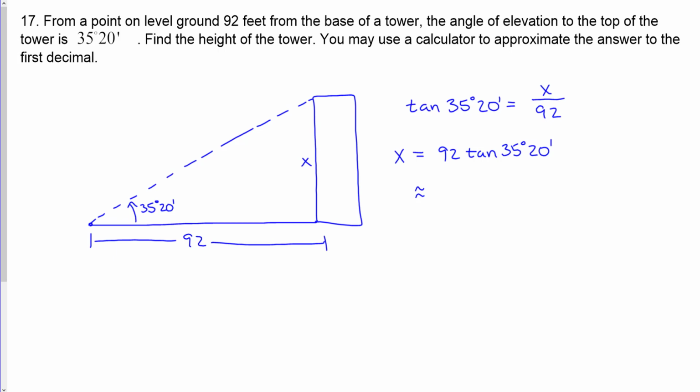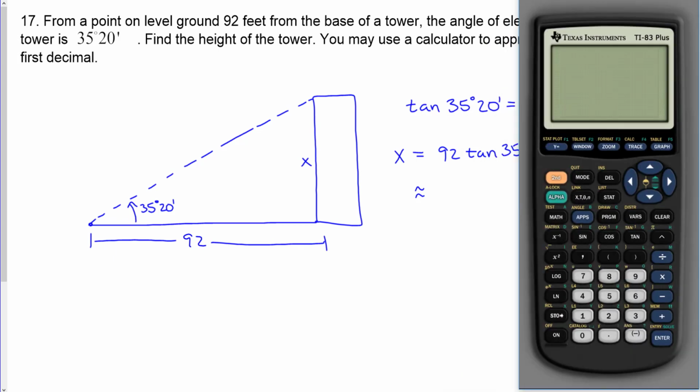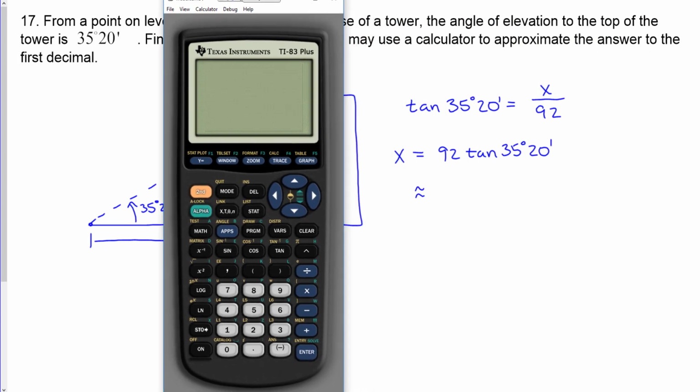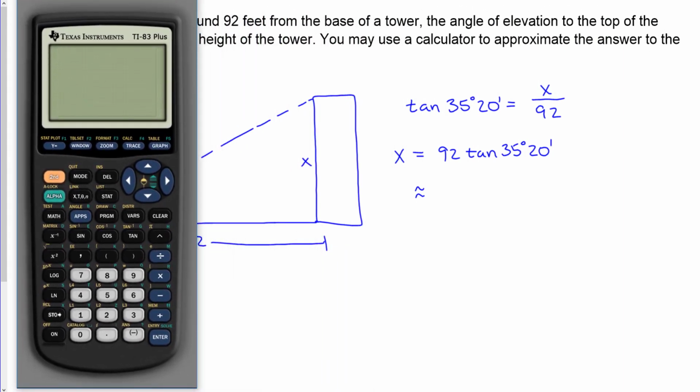And if I put that into the calculator, I can get an approximation. Let me just bring it over this way. All right, so 92 tangent 35, go into the angle menu to get the degree, and then it also will do the minute for you as well. So you don't need to worry about converting. It'll do that for you. So 65.2, and I believe this was in feet. So about 65.2 feet.